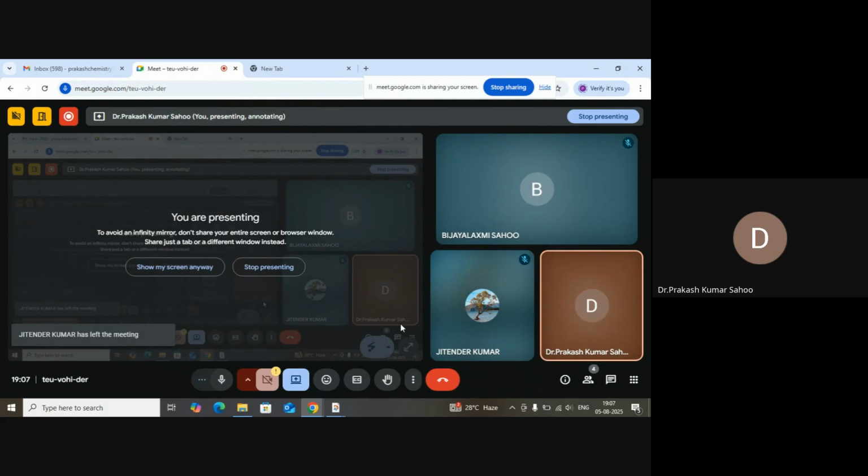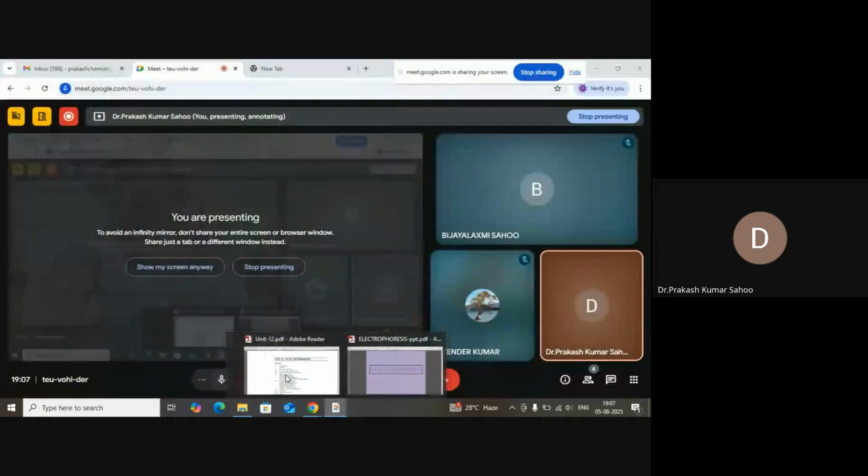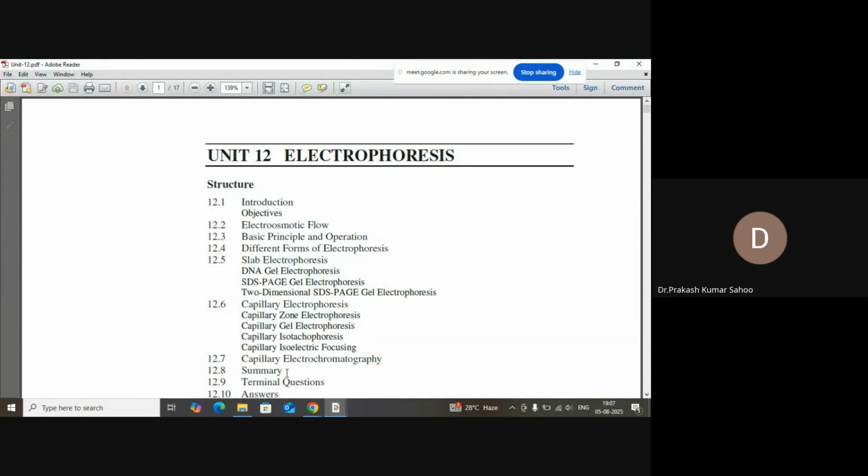Thank you, students. So now it is time to discuss the last unit of your MCH 02 paper, and it is all about electrophoresis. Electrophoresis is nothing but the movement of ions or ionic particles to the respective electrodes in an applied electric field.